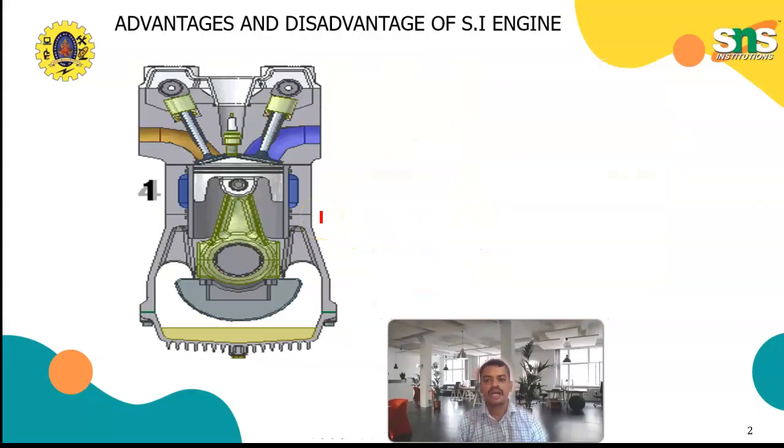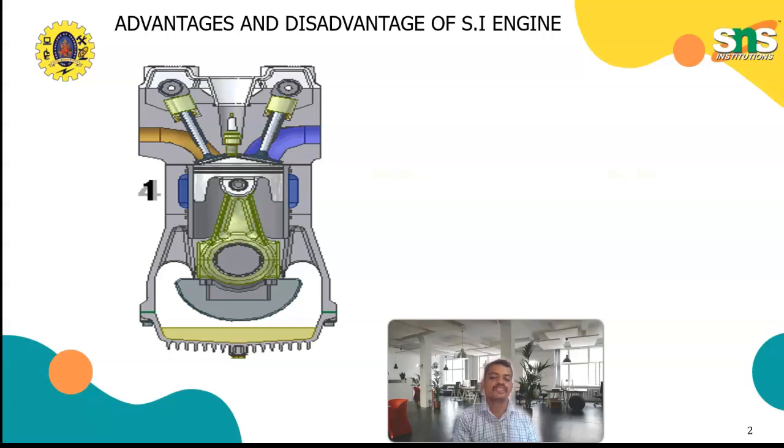Next one is the advantages and disadvantages of IC engines. Mostly, petrol engines reduce the noise. Petrol engines reduce the noise compared with diesel engines. The advantages of 4-stroke petrol engines.